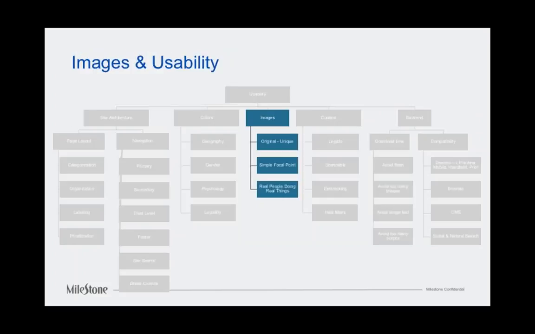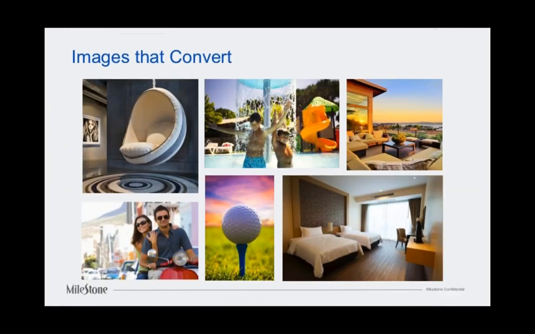Let's go into images and how this affects usability. Images are often the first impression you give when a user visits your site. Make sure you're choosing the right imagery for your market and target audience, and choose images that are relevant to the information you are conveying. So here, these are images that convert really well. A picture can tell 1,000 words, so use this as an opportunity to quickly convey a message without words.